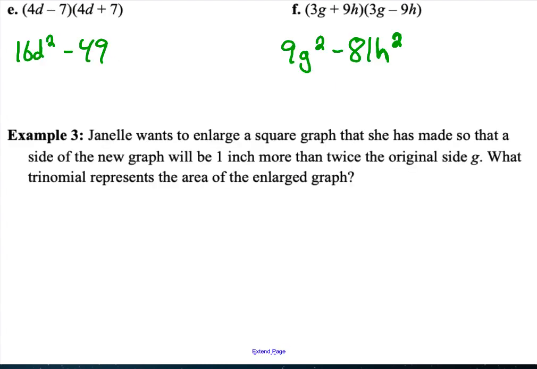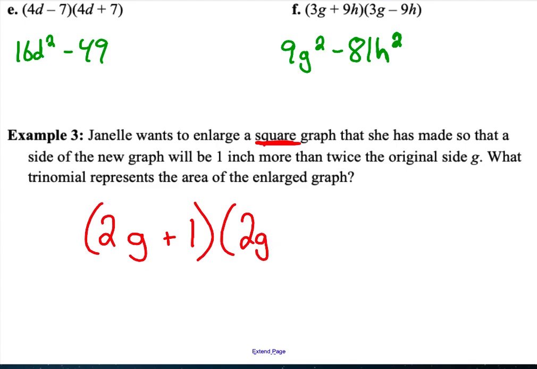All right, so it says Janelle wants to enlarge a square graph. Notice it's square, so we know all the sides are the same, so that the side of the new graph will be 1 inch more than twice the original side g. So the original side was g. We want 1 more than twice that. Well, it's a square. So the other side is also going to be 2g plus 1. Or you could think of 2g plus 1 squared. So this is our square of a sum.